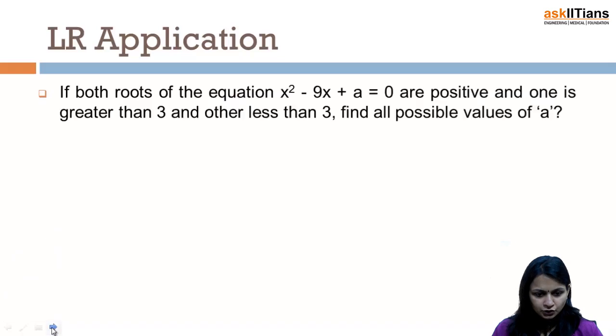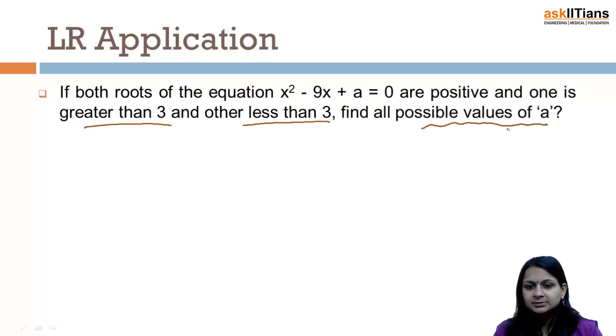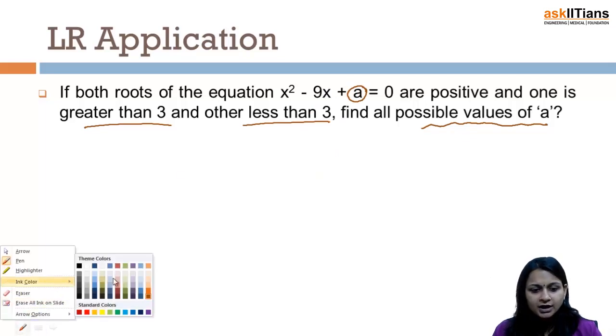The question says: if both roots of the equation x square minus 9x plus a equal to 0 are positive and one is greater than 3, other less than 3, find all possible values of a. And here, a is this parameter. So let's see what steps we will be following and let's follow them and get the proper answer.